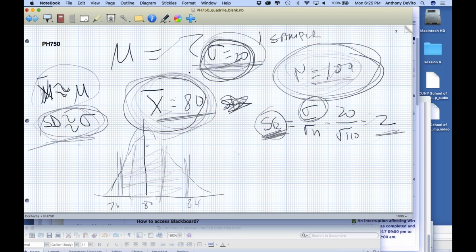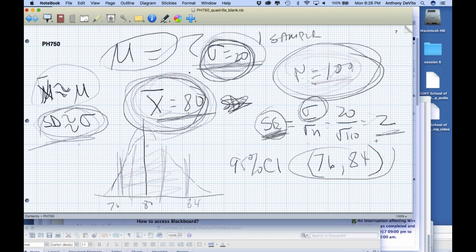In fact, what you can say is that you have 95% certainty that the true mean, which would be the average of all these possible means, is within 2 standard errors of 80. So in other words, the 95% confidence interval is 76 to 84. You're 95% sure that the true mean is between 76 and 84 because you know the standard error is 2. And you know that roughly 2 standard errors below and above this is going to be 95% of possible outcomes.